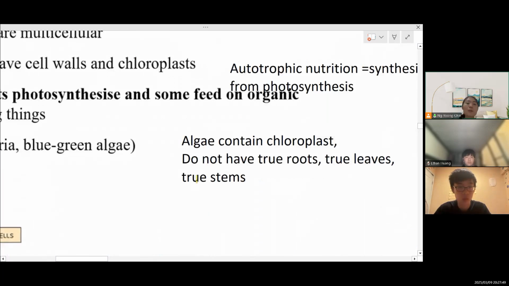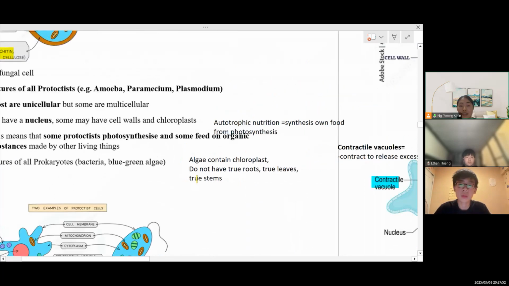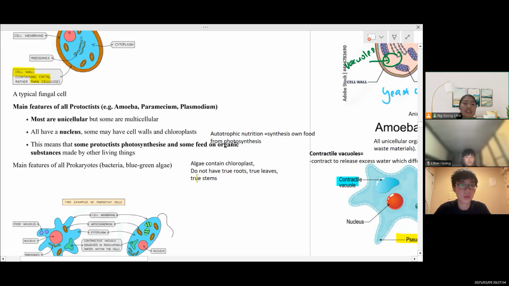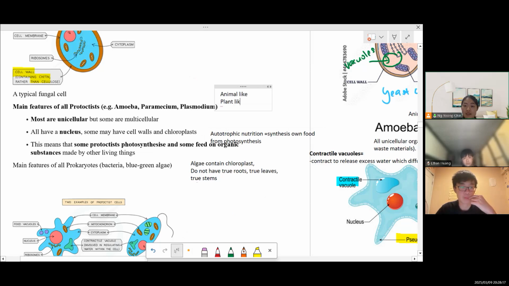Okay, so now we talk about protists. Protists is a very interesting classification of organisms, because sometimes an organism looks something like a plant, but is not a plant, or looks like an animal, but is not actually an animal, or something like a fungus, but is actually not a fungus at all. So whenever organisms are animal-like, plant-like, or fungus-like, all of them are classified under protists.